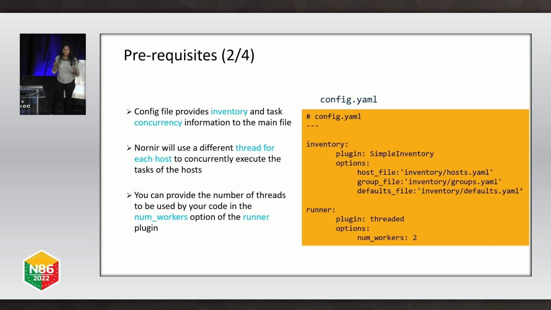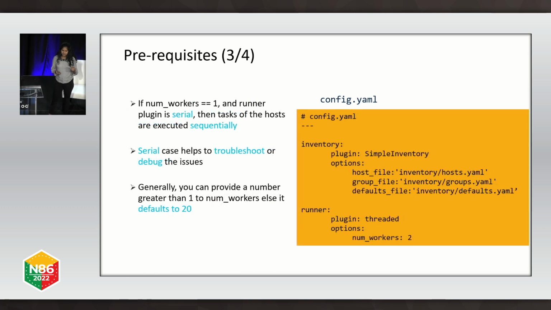But if you have any issues and want to debug something while executing this, you can just convert the plugin to serialized. When you do that, only one thread is going to get created, and the tasks will be executed on these hosts in a serialized manner. In that way, you can figure out or debug the issues.